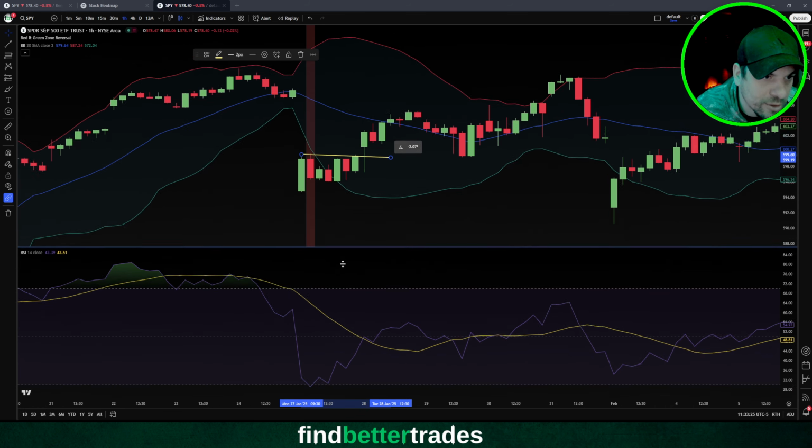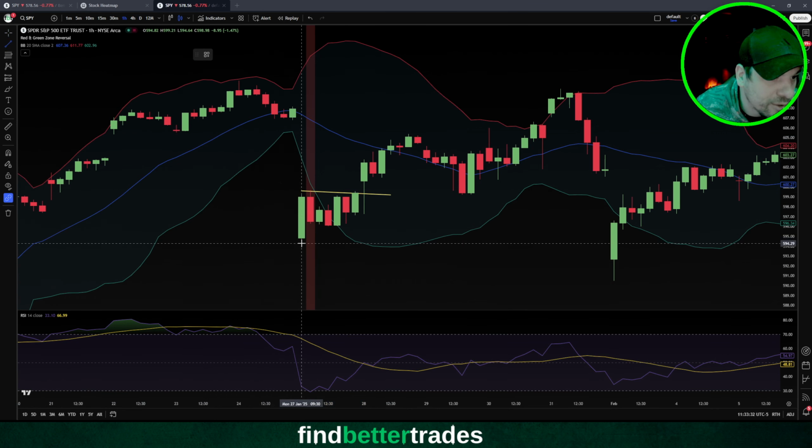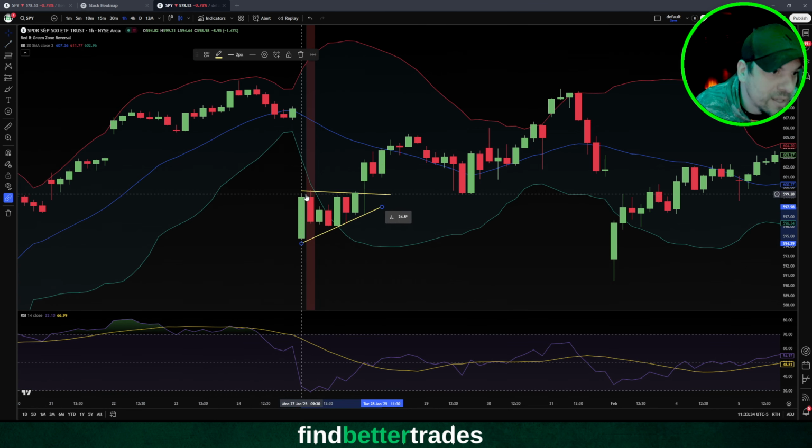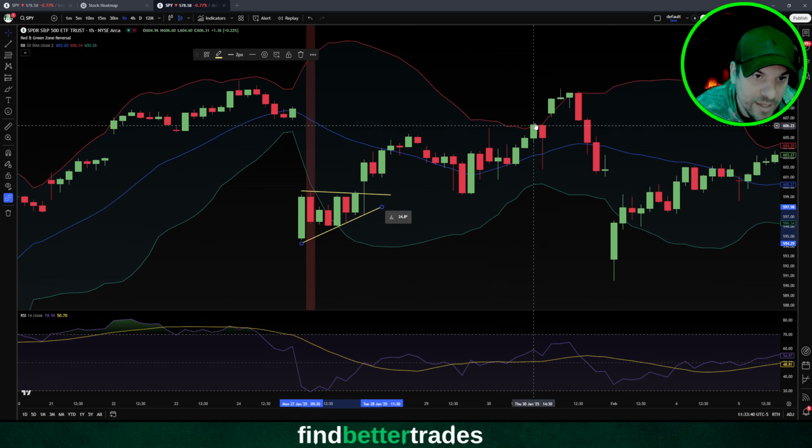So now we can start to really analyze. Do you see how it started to go sideways here? And it actually started to create a little triangle pattern here. And then what happens when it breaks out? Boom, right to the upside, all the way up to the upper band. You see that right here. This is where it touched the upper band.